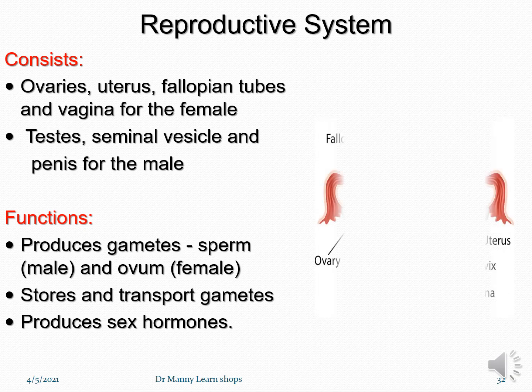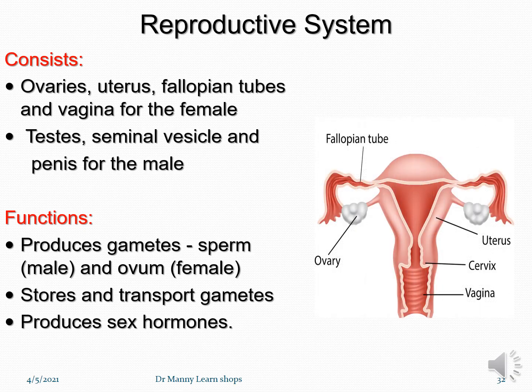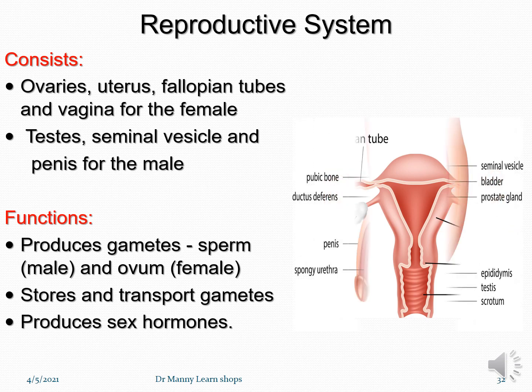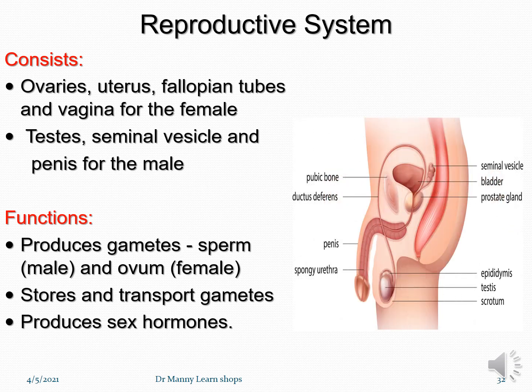Next we have the reproductive system, and the reproductive system consists of the ovaries, uterus, fallopian tubes and the vagina for the female, and the testes, the seminal vesicles and the penis for the male. And primarily the function is to produce gametes or sperm in the male and ovum in the female. And it's important to store and transport these gametes, and it also aids in the production of sex hormones: testosterone, estrogen, progesterone.